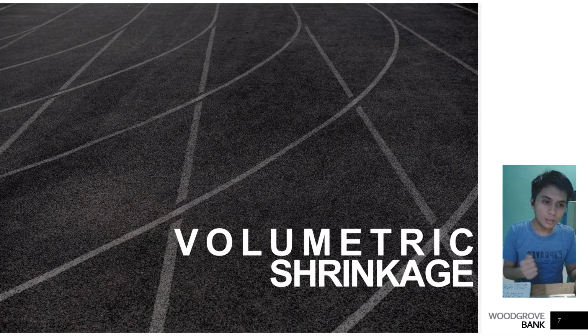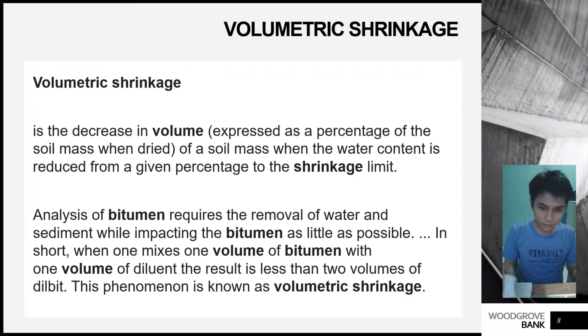To proceed with our core topic, the tests on bituminous materials, let's first move on to volumetric shrinkage, a test on the volume of bituminous materials. Let's define first volumetric shrinkage. Volumetric shrinkage is the decrease in volume, expressed as a percentage of the soil mass when dried, when the water content is reduced from a given percentage to the shrinkage limit.